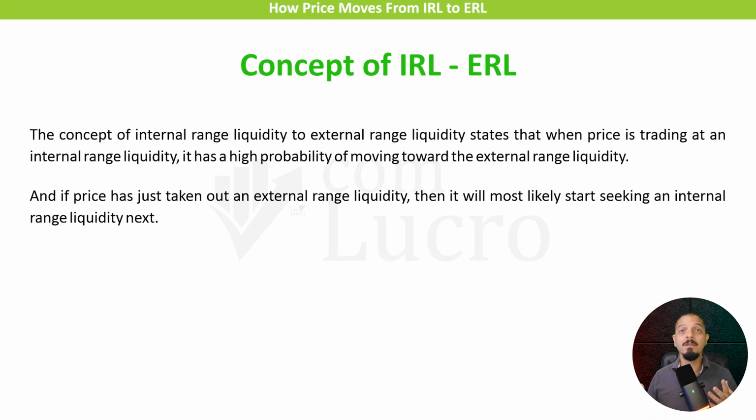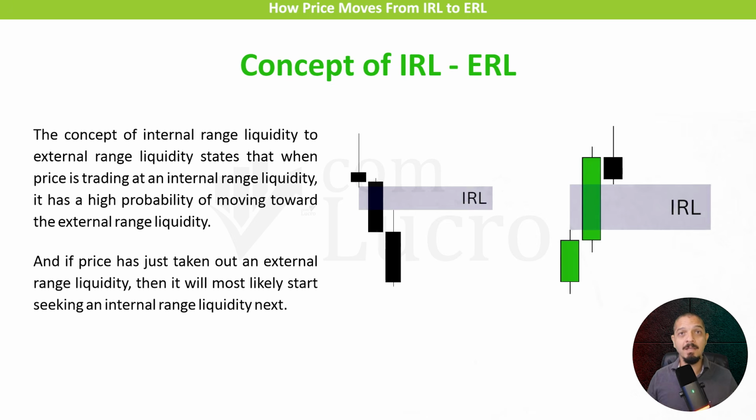Now, the concept of internal range liquidity to external range liquidity states that when price is trading at an internal range liquidity, it has a high probability of moving toward the external range liquidity. And if price has just taken out an external range liquidity, then it will most likely start seeking an internal range liquidity next. Let me illustrate this with a chart so it becomes clearer.